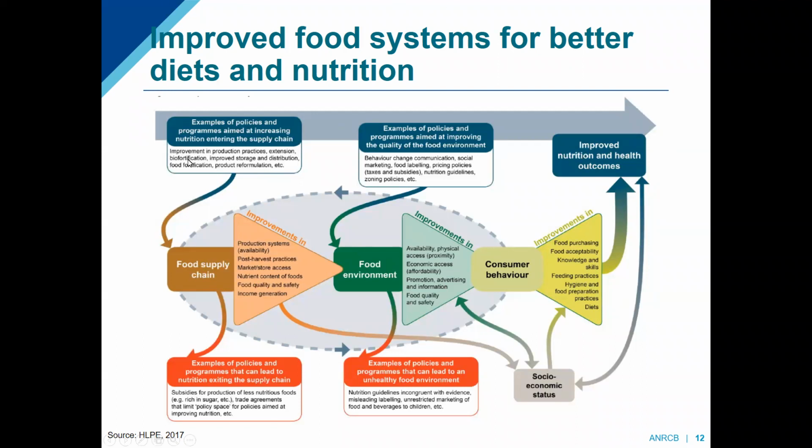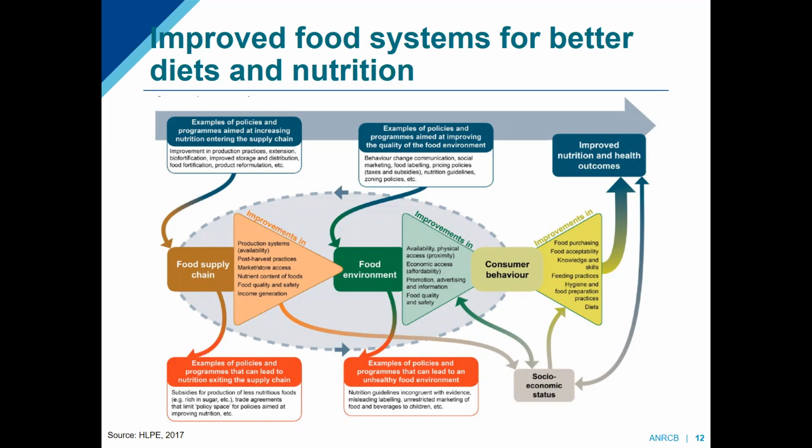So we can think of policies and programs, for example, that will bring nutrition into this system. So this can include agricultural extension or health extension. It can be food fortification. It can be support to farmers to grow healthy crops. Things that affect our food environment can involve social marketing or behavior change communication, nutritional guidelines, zoning policies that determine where restaurants can be established or where grocery shops can be established. All of those factors can bring nutrition positively into the system.